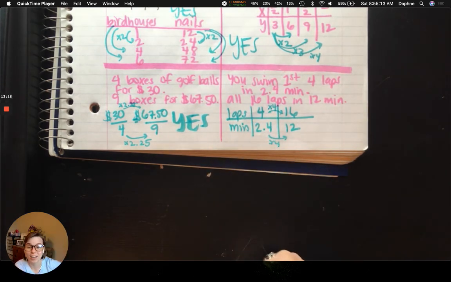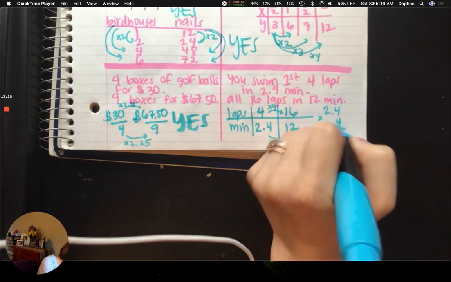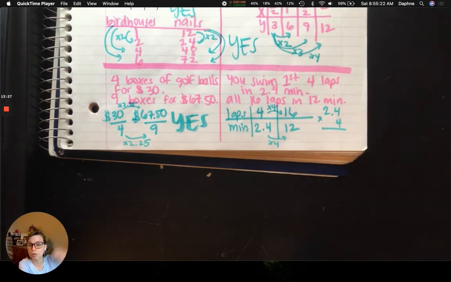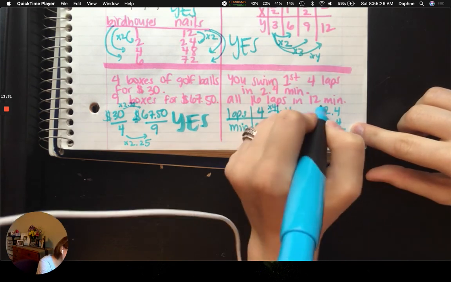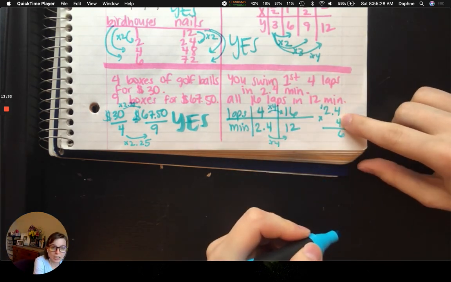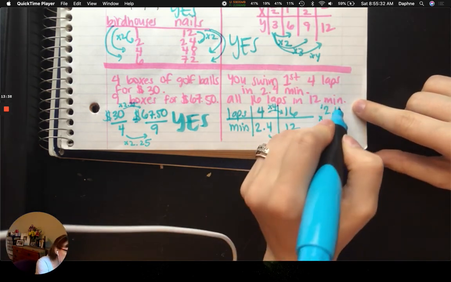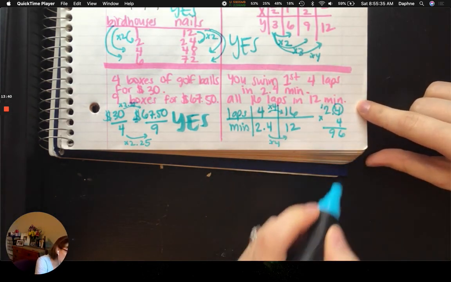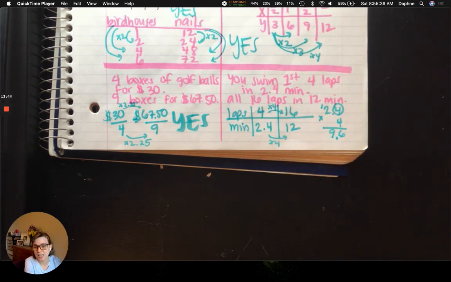Because this is not money and it's simpler numbers, I'm going to actually have you do it on the side. So 2.4 multiplied by 4. To do this, ignore the decimal. We'll think about it at the end. First, 4 times 4 is 16. Carry the 1. 4 times 2 is 8, plus 1 is 9. And then there's 1 number behind the decimal point, so I'm going to move my decimal 1 position. So if I was at a constant rate, I should have finished all my laps in 9 6/10 minutes.